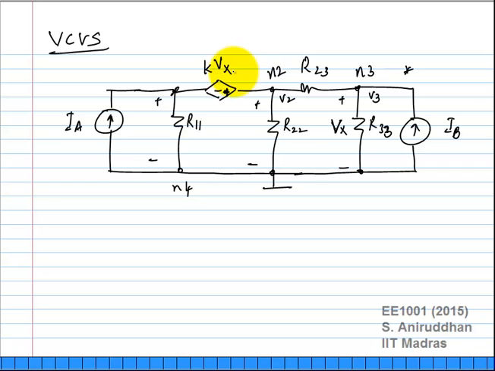So you can construct a super node combining N1 and N2. Okay, you can write down the KCL equations for N1 and N2, correct? Put together. So that will give you one equation. You have lost an equation, so you need to add another equation. What is that equation?